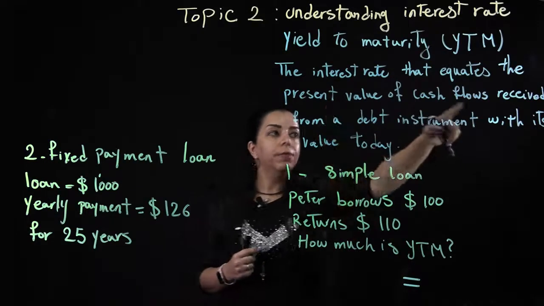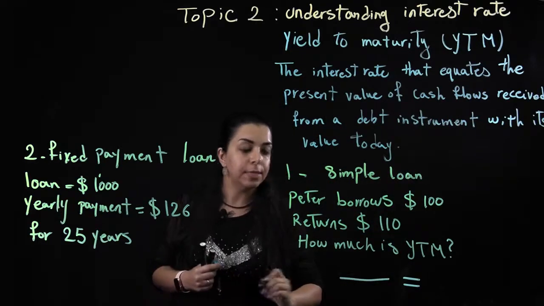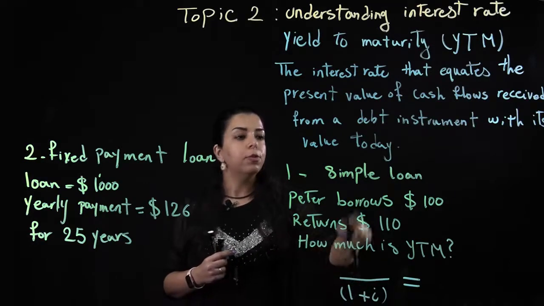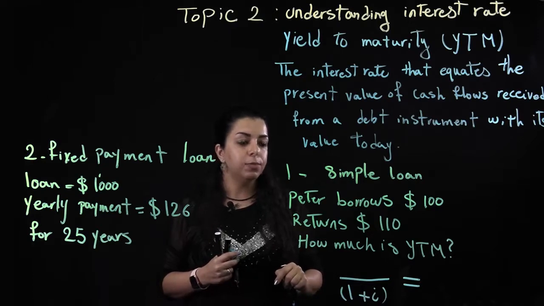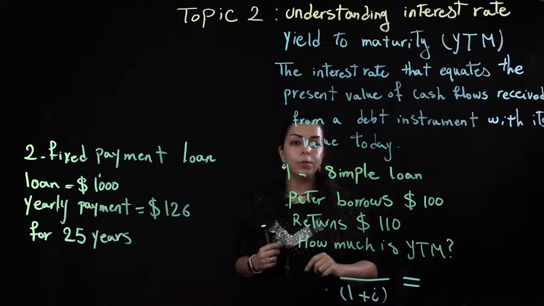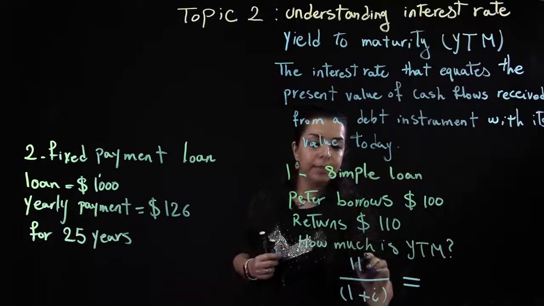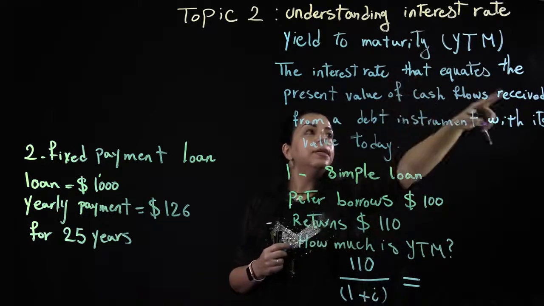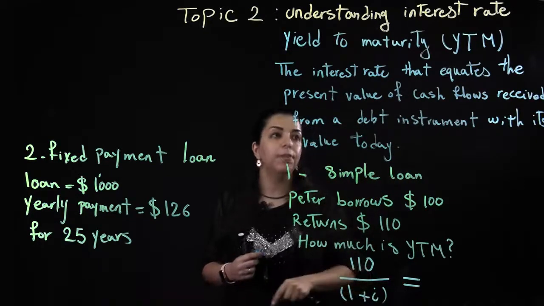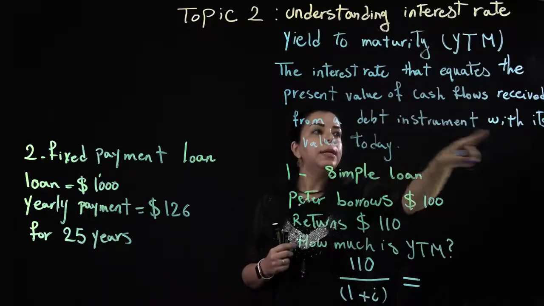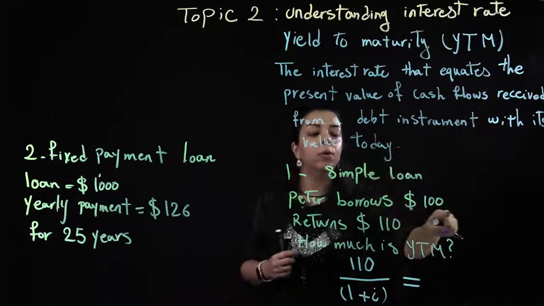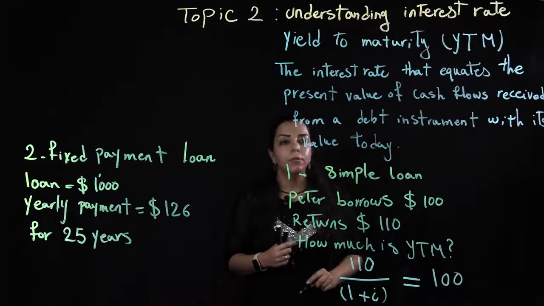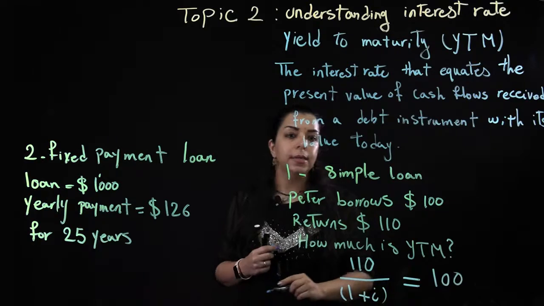So for the present value of the cash flow, whenever we are talking about the present value, we have to put 1 plus I in the denominator, and here is the future value, right? The future value here is the amount that Peter has to return. Of course, it is 110. So the present value of the amount that Peter has to return equals what? It's saying that it equates the present value of cash flows, which is here, with its value today. What is the value today? The value today is the amount that Peter is receiving from his sister, which is 100. So this is the formula of the yield to maturity. This I here is actually the yield to maturity.